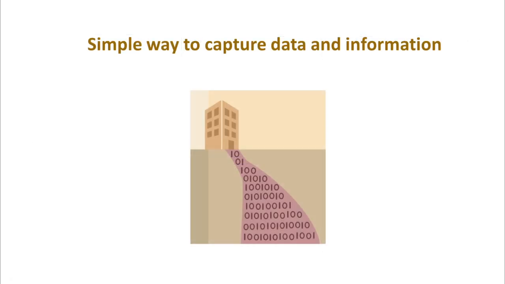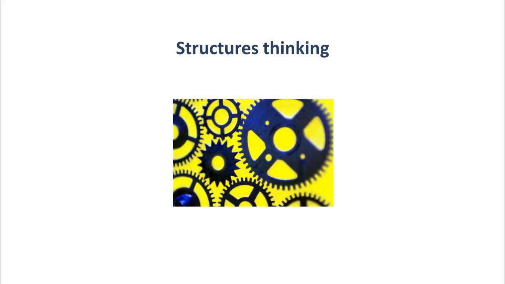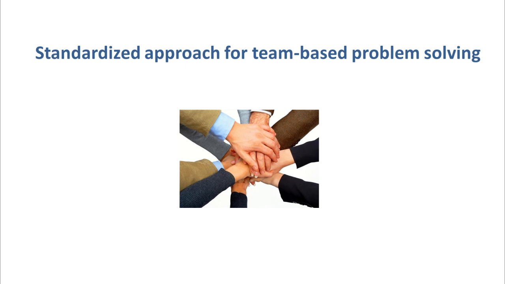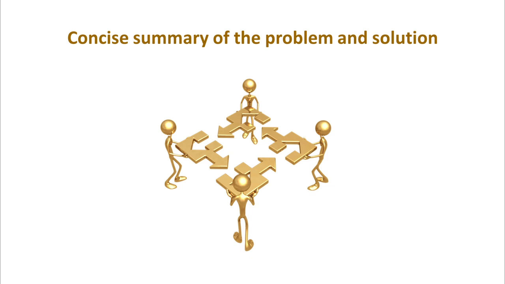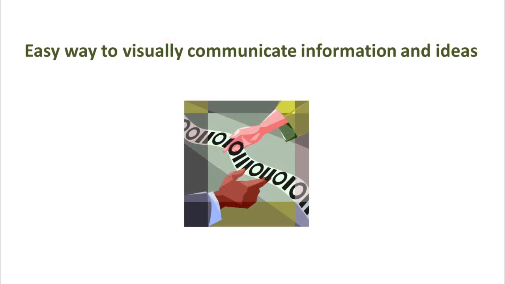An A3 report is a simple way to capture data and information. It provides a way of structuring thinking and allows a standardized approach for team-based problem solving. It is an extremely concise summary of the problem and solution in a way that makes sense to others and not just to the people creating an A3 report. It is an easy way to visually communicate information and ideas. It basically tells others the story of your quality improvement journey.